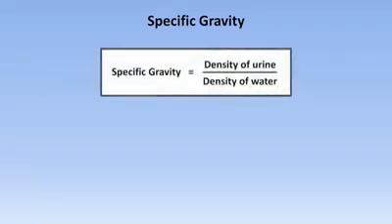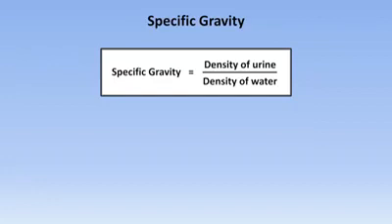I'm now going to run through all of the individual tests on the strip. First up is specific gravity. The specific gravity is a measure of relative density. In this case, the ratio of the density of urine to the density of water.